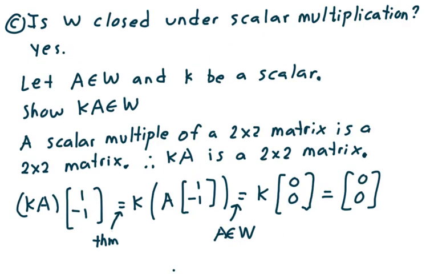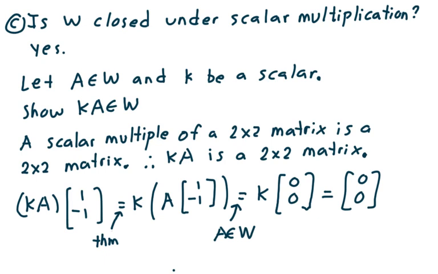Part C. Is W closed under scalar multiplication? Absolutely. Let A belong to W and let K be a scalar. We want to show that KA belongs to W. A scalar multiple of a 2 by 2 matrix is a 2 by 2 matrix. And so we can say that KA is a 2 by 2 matrix.